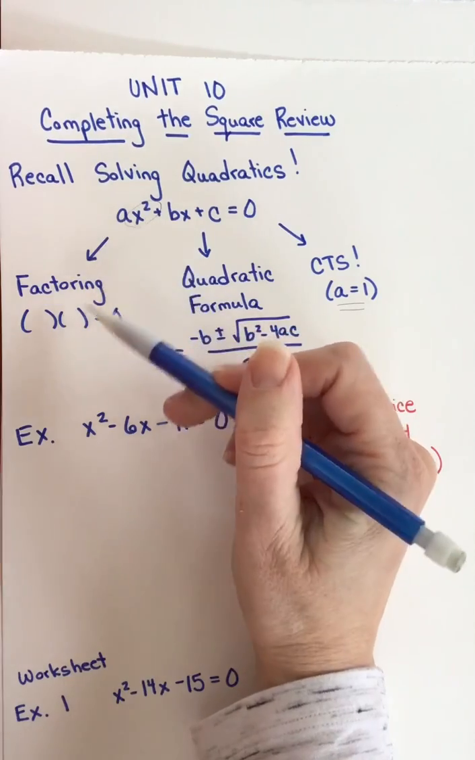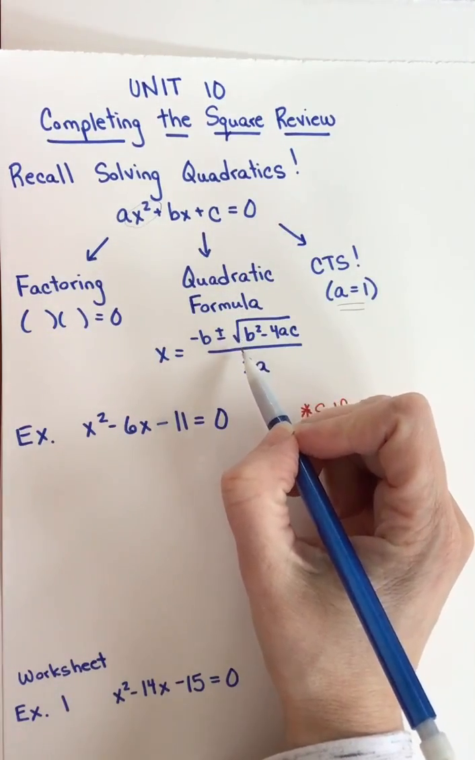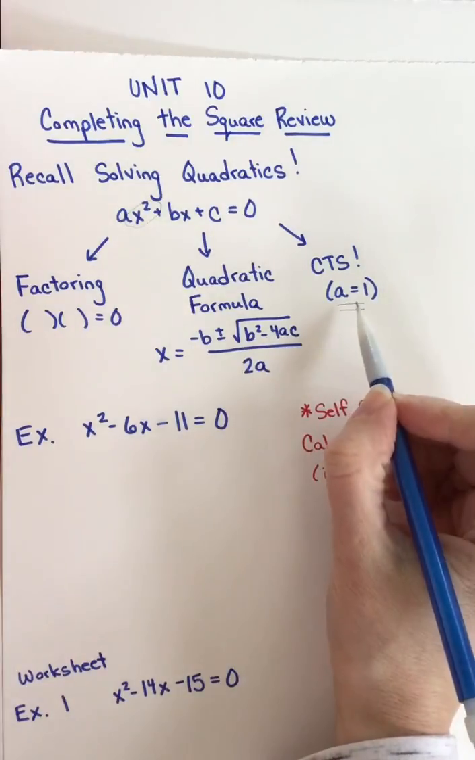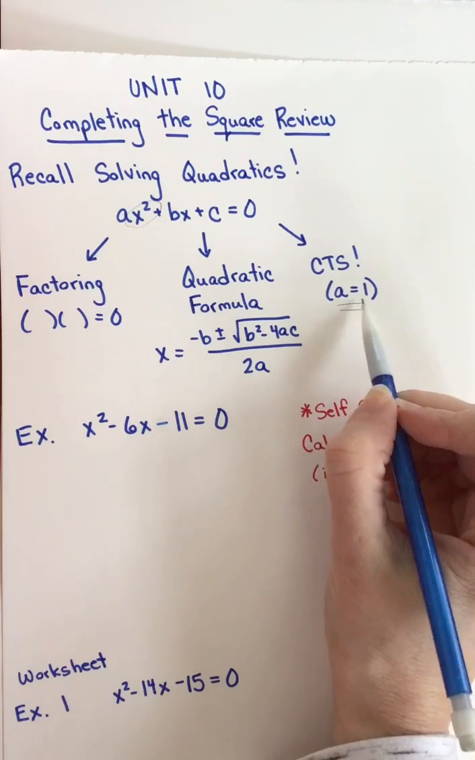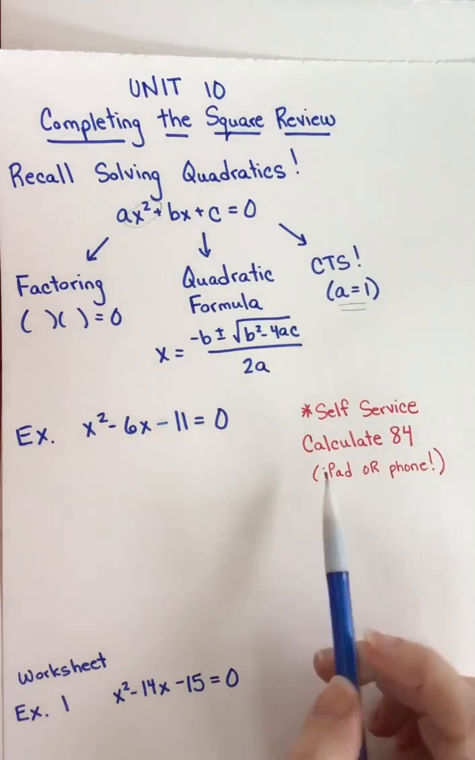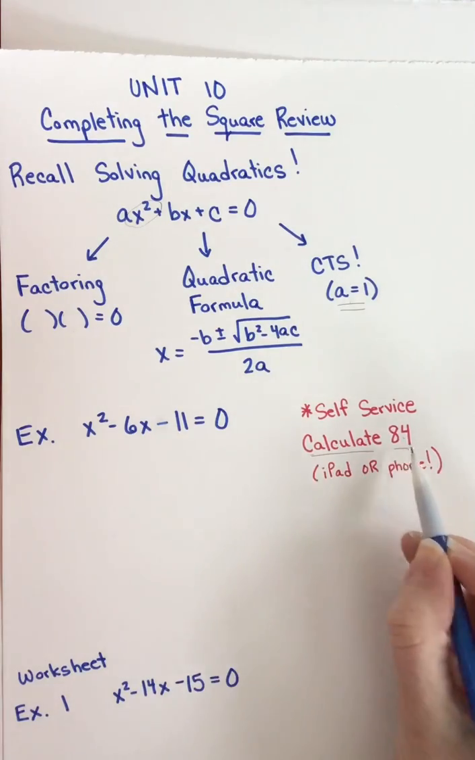Okay, one way we can solve is if we can factor. Another way is good old quadratic formula. We like to sing our song. And today we're going to go over completing the square, but we're going to think about this only when our first number is 1.